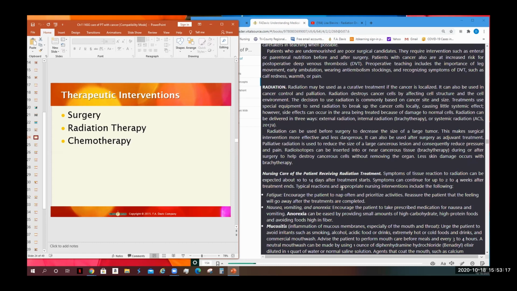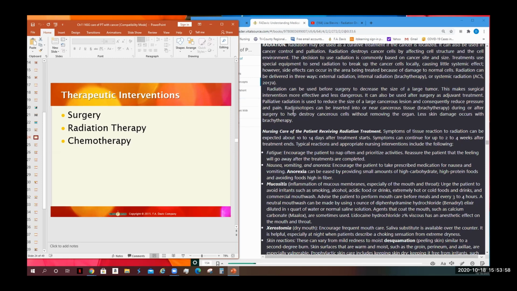Patients who are undernourished are poor surgical candidates. They require interventions such as enteral or parenteral nutrition before and after surgery. Patients with cancer also are at increased risk for postoperative DVT, deep vein thrombosis. Preoperative teaching includes the importance of leg movement, early ambulation, wearing anti-embolism stockings, and recognizing symptoms of DVT such as calf redness, warmth, or pain.